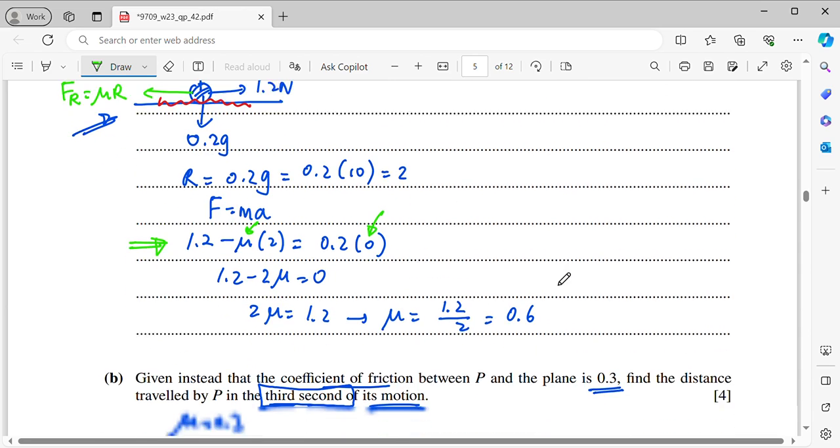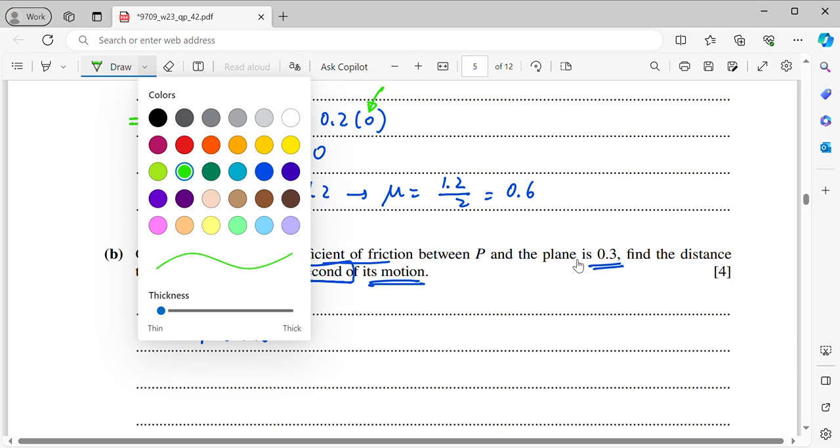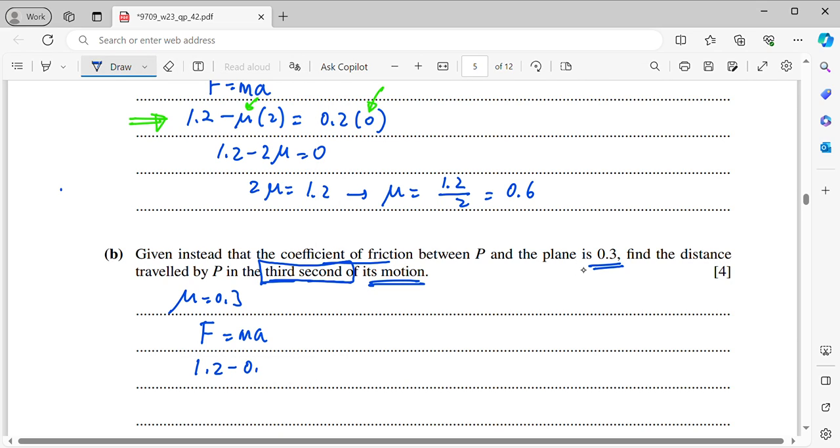The rest remain. So here I will write 1.2 minus 0.3, my R still the same because it's the same particle, which is 2, equals 0.2, which is my m, times a, which is unknown because we do not know what a is now. Left hand side, when you calculate, will be 0.6. Right hand side will be 0.2a. So my a is 0.6 divided by 0.2, which is 3.